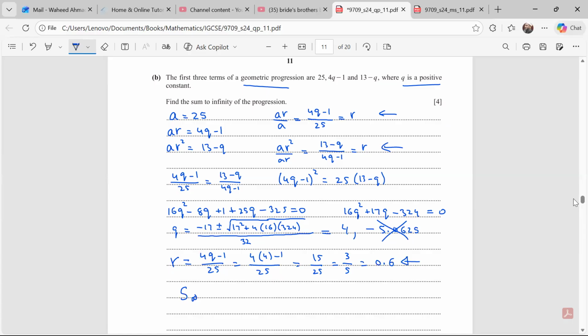So the terms are converging basically. The sum to infinity is a over 1 minus r. So this is easy. A is 25 over 1 minus 0.6. And this whole thing is calculated as, what did I do? I didn't solve it myself. Okay, so it is, yes, 62.5.